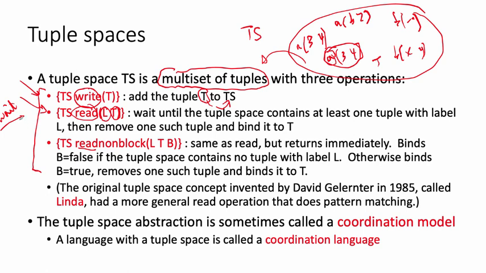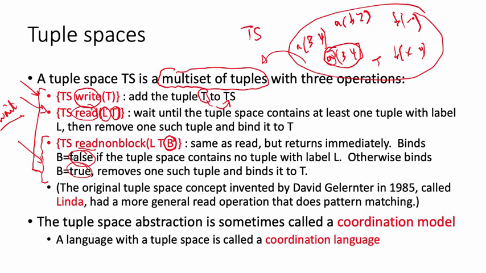Okay? There's also a non-blocking version of read, which does not wait. So read non-block. So it has an extra argument, B. It's the same as read, but it returns immediately. So B will be false if there is no tuple with label L. Otherwise, B is true, and it removes one such tuple. So the tuples are like unique things then. Each one I put in, it adds an extra element, and I can take them out one by one. So I really have a bag of things in a tuple space.